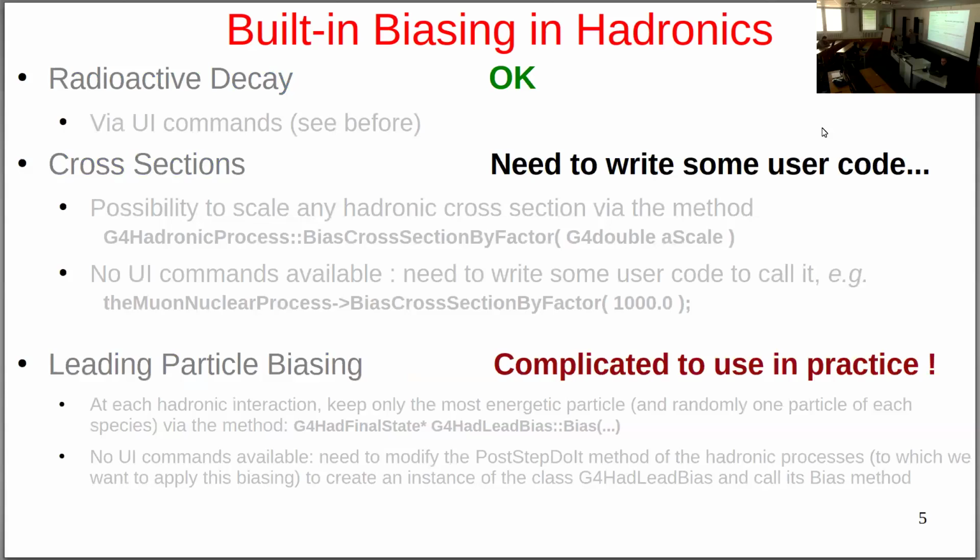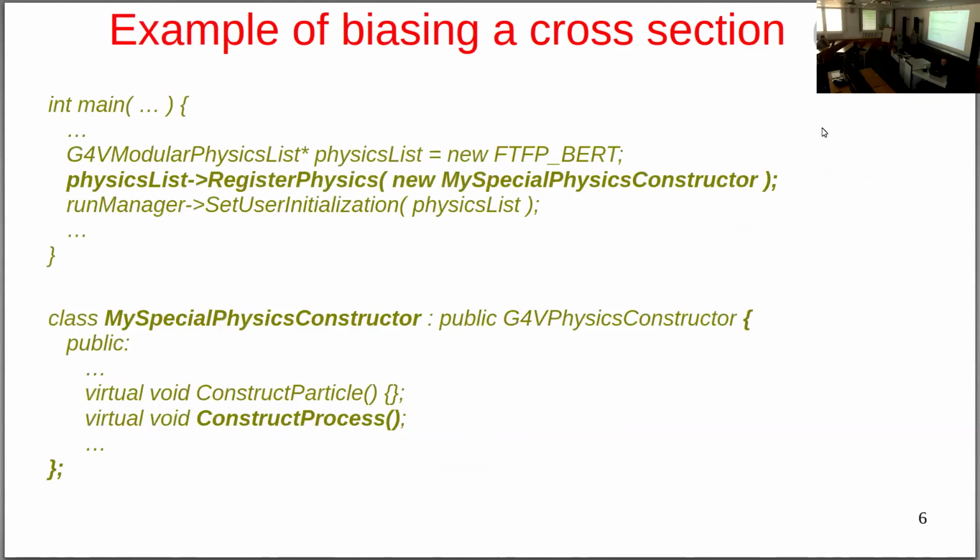Okay, so for the modern way, for radioactive decay, I think it's still okay to use this UI command, the one that we have seen in the hadronic physics 2 lecture. For cross-section, you need to write some code. I will show you quickly how. It's possible, it's not ideal, but definitely the leading particle biasing is too complicated in practice. So I will not even tell you how to do it, because there is a better way that we will see in a second.